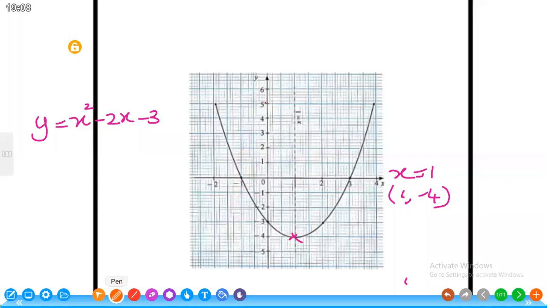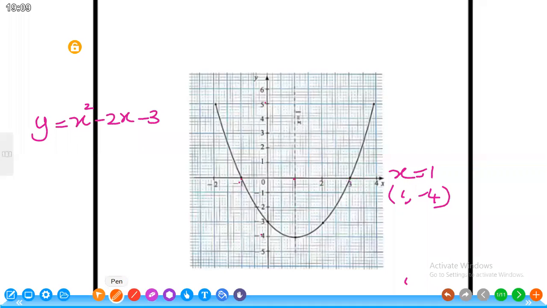As the values of x increase from negative 1 to 1, the function decreases from 0 to negative 4. I repeat again, as the values of x increase from negative 1 to 1, the function decreases from 0 to negative 4. Consider the y-axis. As the values of x increase from 1 to 3, consider this part, the function increases negatively from negative 4 to 0. Then the function takes the value 0 when x is equal to 3.